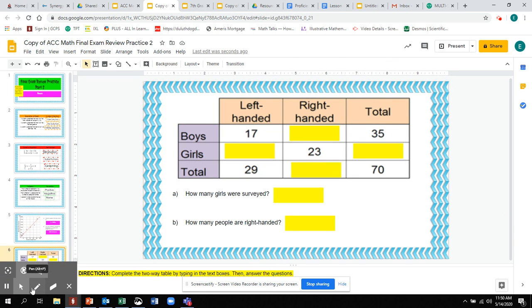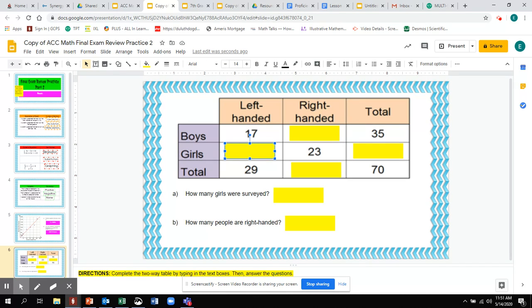Now let's look at our two-way table. So for this two-way table, I'm always going to look at what I have mostly filled out. So if I start with my left-handed column, I know there were 17 boys and 29 total people who were surveyed. So to figure out how many girls I had, I would do 29 minus 17. And 29 minus 17 gives me 12.